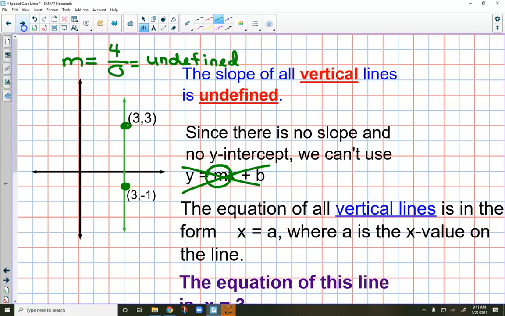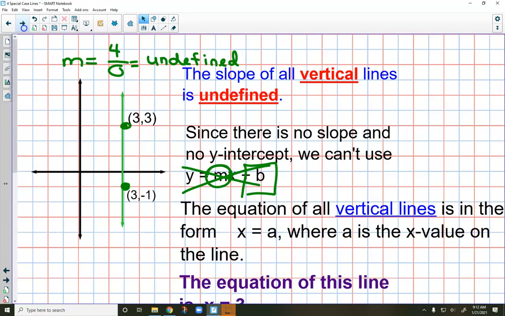The other reason we can't use that equation is b represents the y-intercept. This line never intersects the y-axis. Even if this line was on the y-axis, it's not actually crossing through, it's just running along it the whole time. So it's never going to intersect the y-axis, so there's no number we can substitute for b.